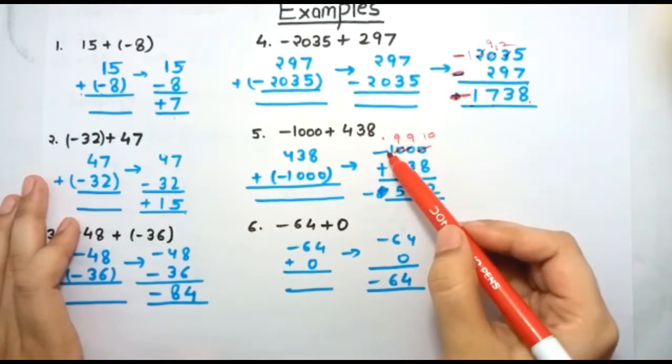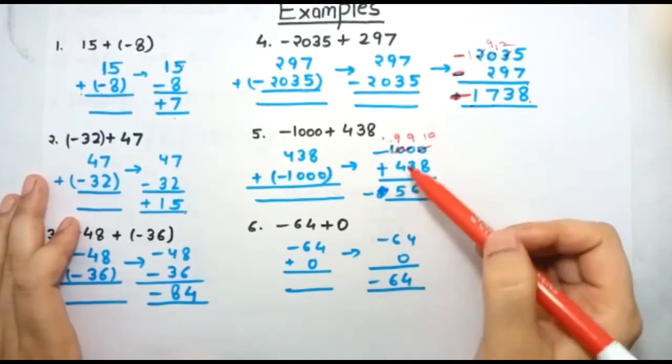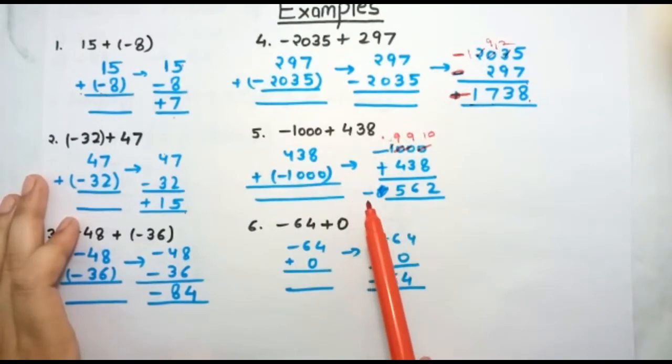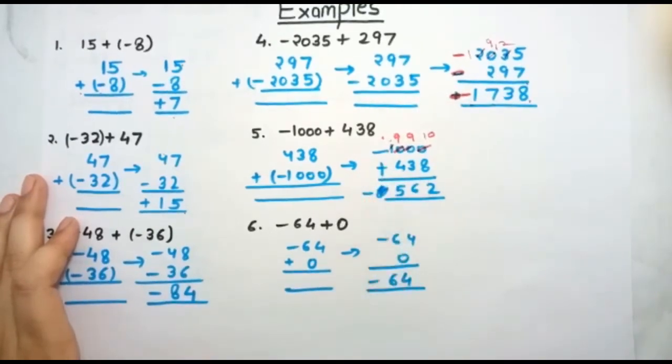And we are taking the borrow from 1. So 1 would become 0. So here is 0. And the sign would be minus. Why? Because the sign is always of the greater number. So 1000 is the greater number among these two, so the sign would be of subtraction.